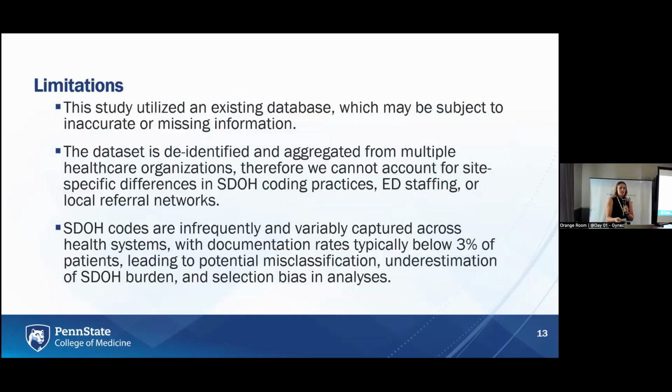When it comes to limitations, this study utilized an existing database, which may be subject to inaccurate or missing information. Likewise, our dataset is de-identified and aggregated from multiple healthcare organizations. Therefore, we cannot account for site-specific differences in SDOH coding practices, ED staffing, or local referral networks. With that, Z codes are infrequently and variably captured across the healthcare system, with documentation rates typically as low as 3% in the patient population, leading to potential misclassification, underestimation of the SDOH burden, and selection bias in analysis.